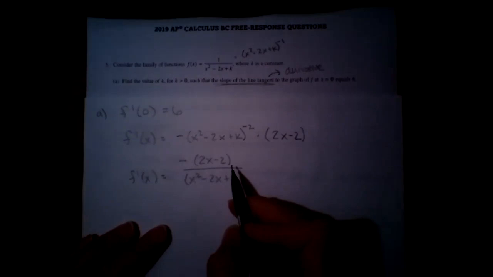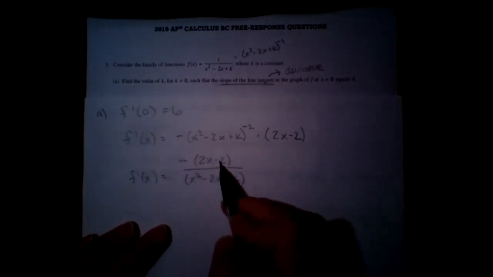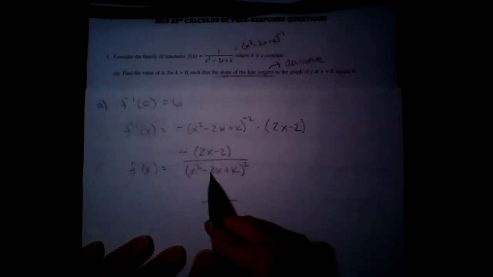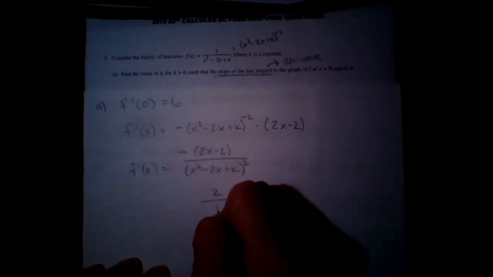So if we plug in 0 for x, this will be 0 minus 2, so -2, but then it's -2. So the numerator would just be 2. And then down here, oh, sorry, this is all squared. I apologize. It was to the -2, so all that stuff should be squared. So if we plug in 0 for x down here, these are going to be gone. We're just going to have k squared, and then that has to equal 6. So we got the derivative, we plugged in 0, we set it equal to 6.